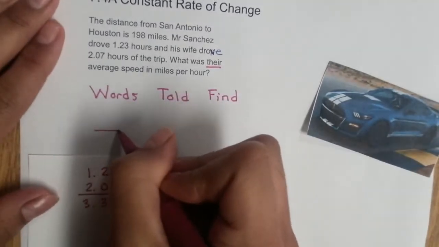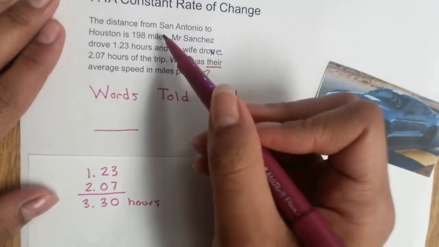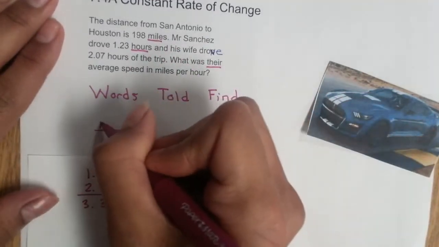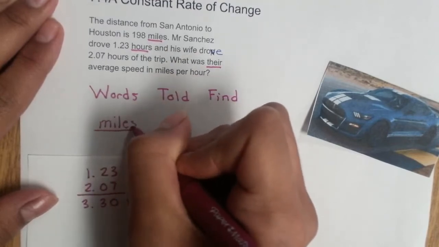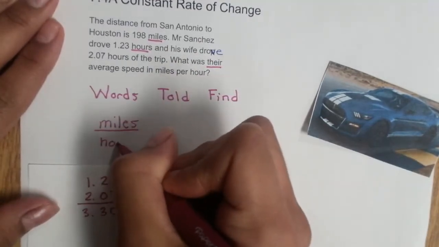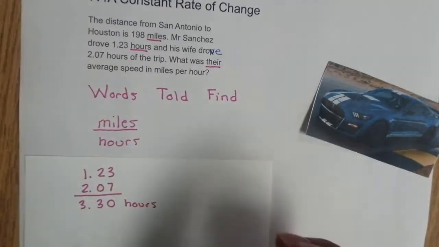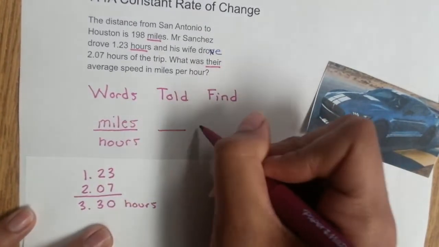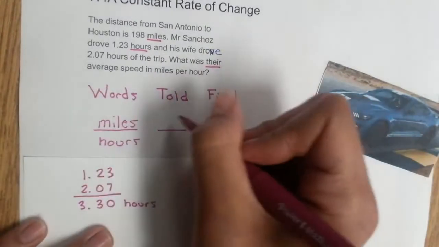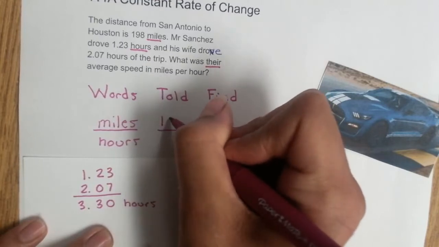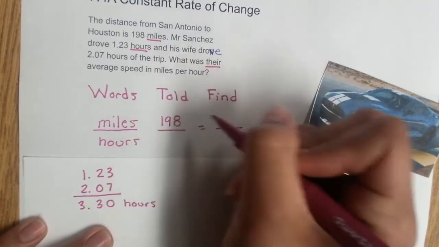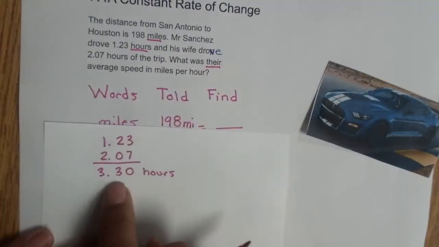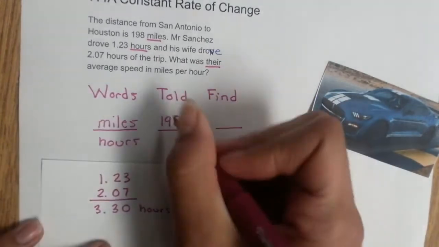So let's focus on the words first. I'm doing miles per hour. So I'm going to write the word miles up here first, and I'll write the word hours down here. Okay, so they told you that they drove a total of 198 miles, and it took them a total of 3.3 hours.